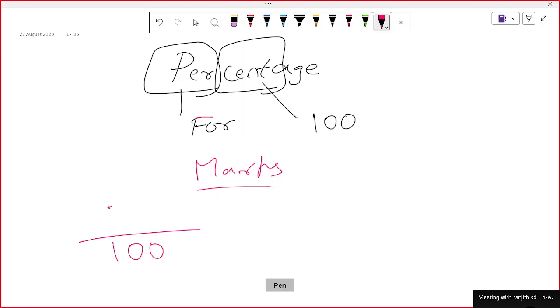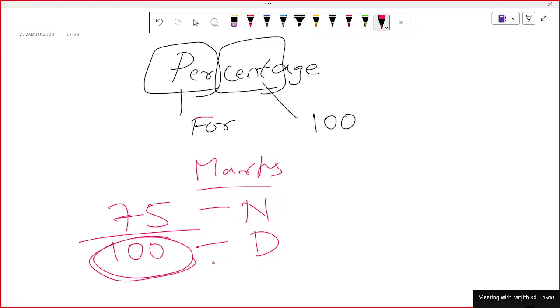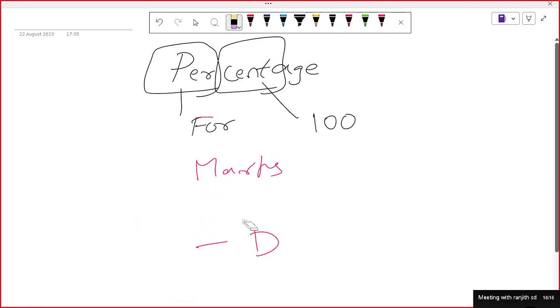Out of 100, we'll assume you got 75. 75 divided by 100. So 75 is the numerator and 100 is the denominator. We calculate all the values on 100. Total is 100 and out of 100 what you have scored, that is percentage.